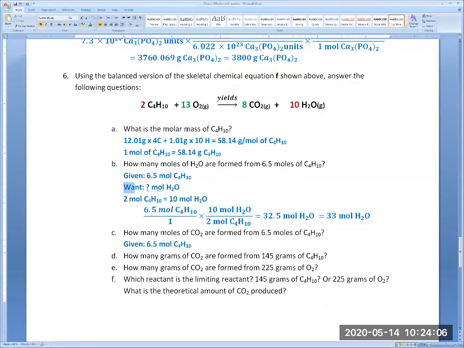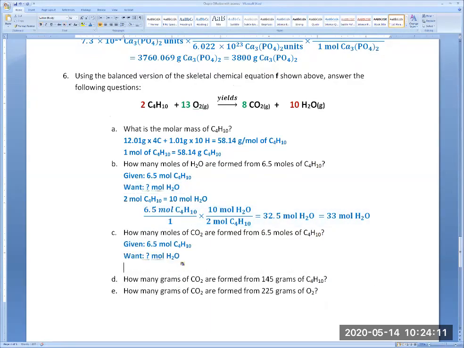What do we want? It is asking for moles of CO2 this time. So moles of CO2, right? It's going to be a very similar calculation, but with the other product, right? So we need to extract the mole-to-mole conversion factor from the chemical equation.